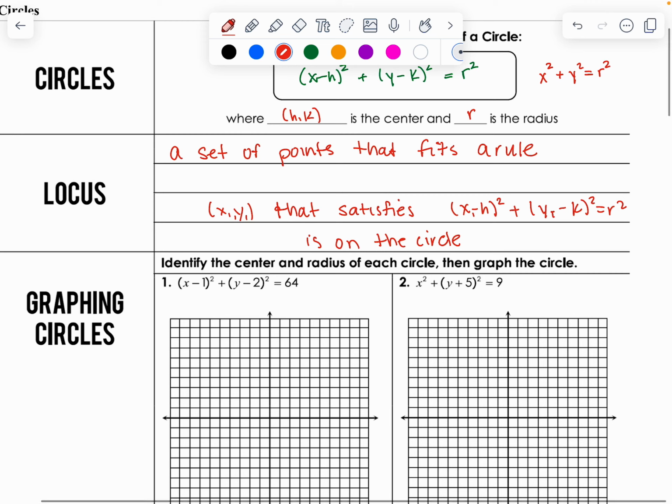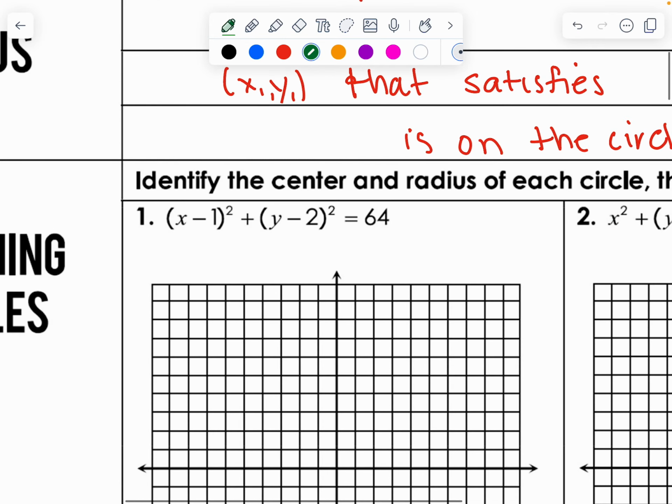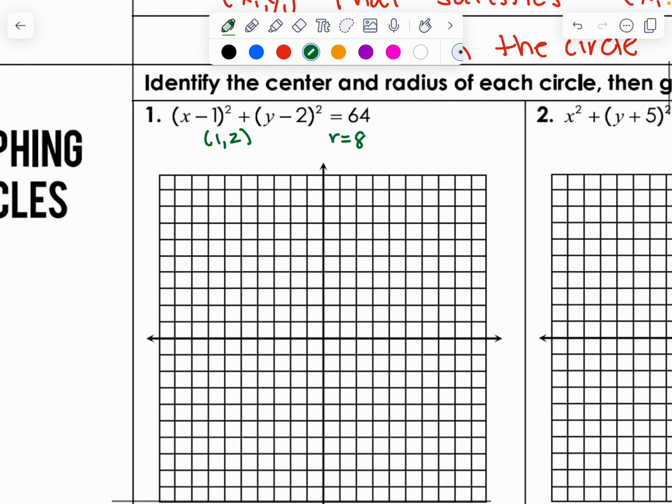So we're going to identify the center and the radius of each of these circles, and we're going to graph it. Circles are actually one of the simplest ones to graph, because once you identify the center, which again we're going to do by using transformation, so this one would be (1, 2) because it was shifted to the right 1 and up 2. They are both opposites in this case. And then our radius is going to be the square root of 64, or 8. Now, the radius is a distance, and distance cannot be negative, but it can be in the negative direction.